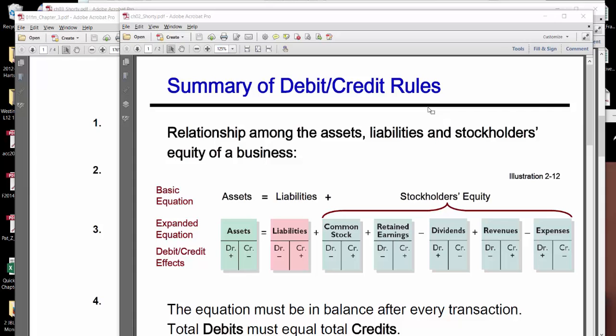First, we want to do a recap of the debit and credit rules to remind you what kind of accounts we'll be working with and what their normal balances are. You can find this information in Chapter 2 PowerPoints.